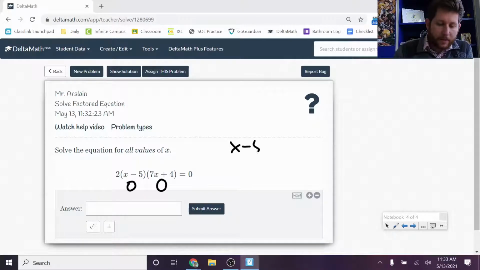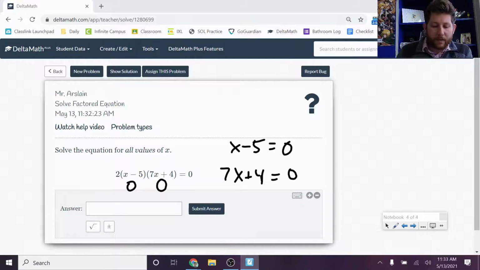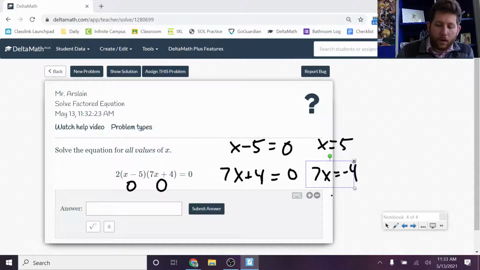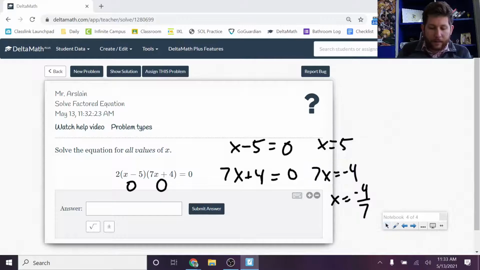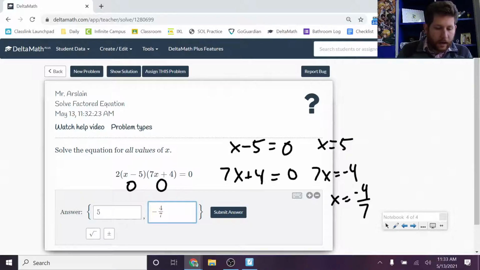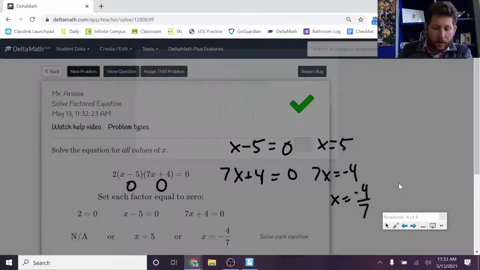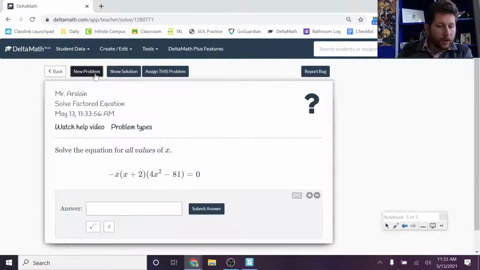What I'm going to do is set up x minus 5 is equal to 0, and 7x plus 4, that is also equal to 0. All right? And then I solve them individually. So in this first case, I would get x is equal to 5. In the second case, I would get 7x is equal to negative 4, or x is equal to negative 4 over 7. And that's what I would plug in as my answer. I would say, okay, it could be 5, or it could be negative 4 over 7. Again, use your comma to get multiple answers. Actually, I think you could also use the plus or minus signs here, which will also do that for you. All right, so let's go ahead and check that. There we go. All right, so let's look at one last problem type.